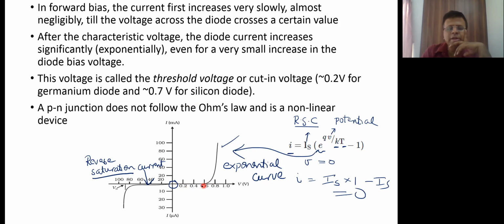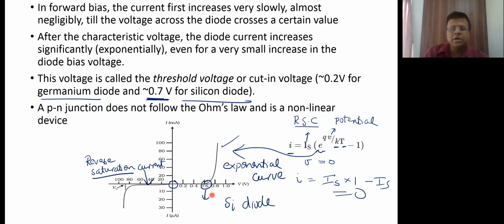Now, this threshold voltage which I've written here is actually different for the germanium diode and the silicon diode. You can see here that this V-I characteristic that has been plotted is for a silicon diode, where this voltage is approximately 0.6 to 0.7 volt. And this voltage we call the threshold voltage, or the cut-in voltage. So the cut-in voltage is of the order of 0.6 volt for a silicon diode.